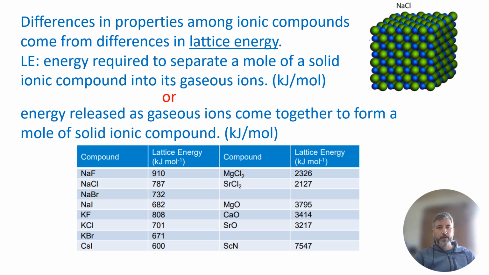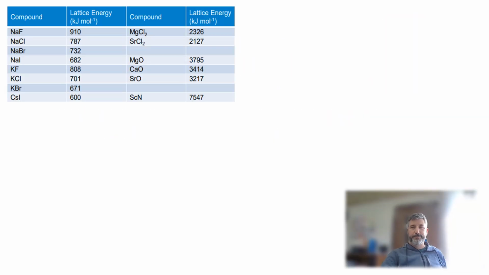Kilojoules per mole may not mean a whole lot to you because we really haven't talked about energy a whole lot in this class. But for example, sodium fluoride has a lattice energy of about 900 kilojoules per mole. Sodium chloride is smaller. When we have these really big ones over here, like scandium 3 nitride and strontium oxide, we'll talk about why those are so large. But basically what we're talking about is how much energy, how much heat, would I need to pull apart a mole of each of these compounds, or how much energy would be released as they came together.